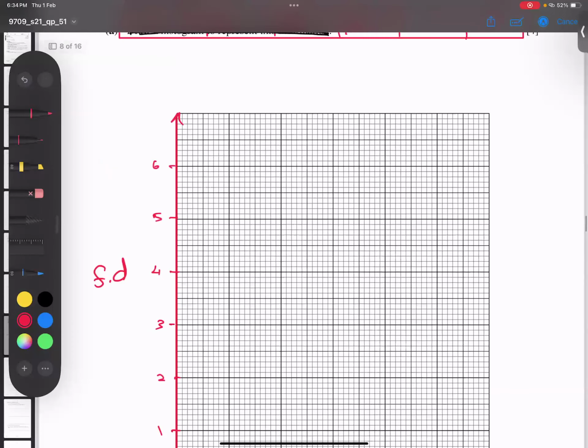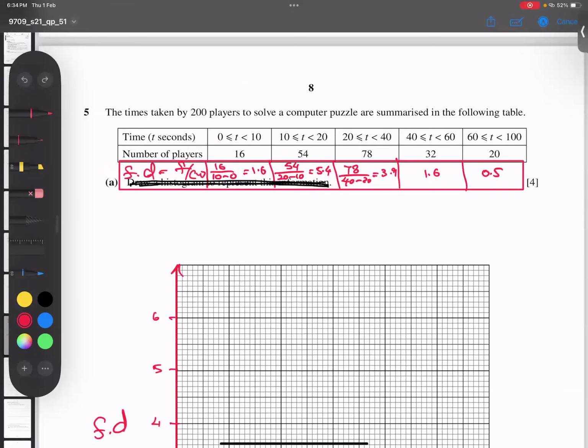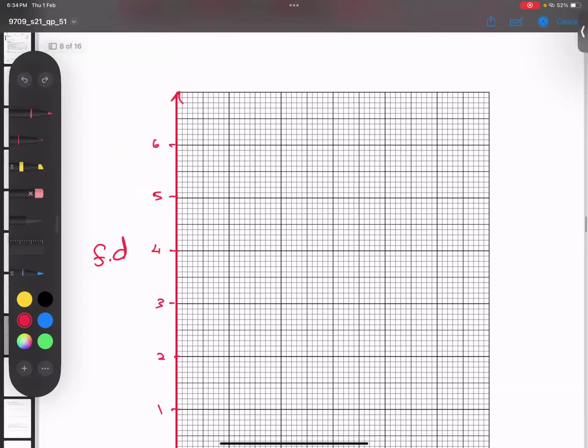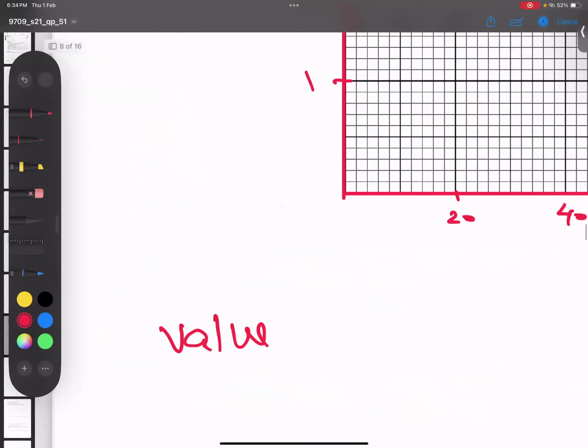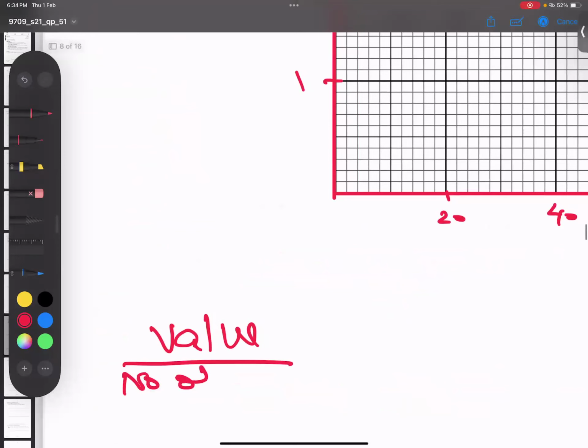Let's start with the first one: starting from 0, ending at 10, height 1.6. Do you know the formula for the scale, students? Value divided by number of boxes. The value is 1, and the boxes count is 1, 2, 3, 4, 5, 6, 7, 8, 9, 10. So one box is 0.1 along the y-axis.